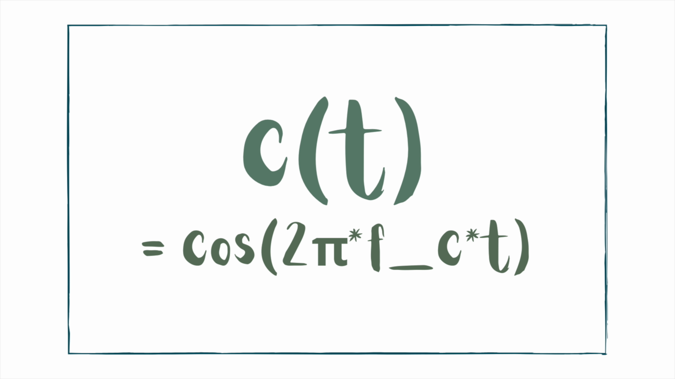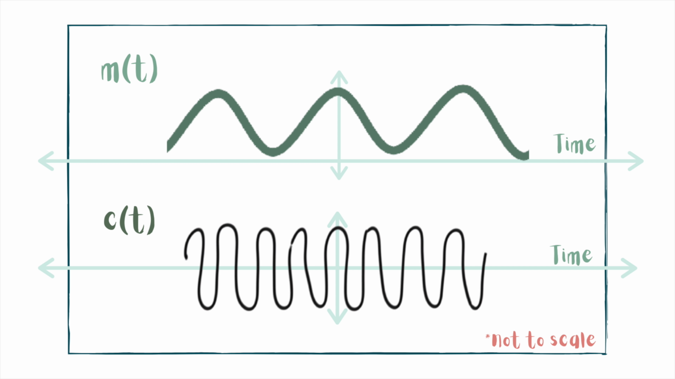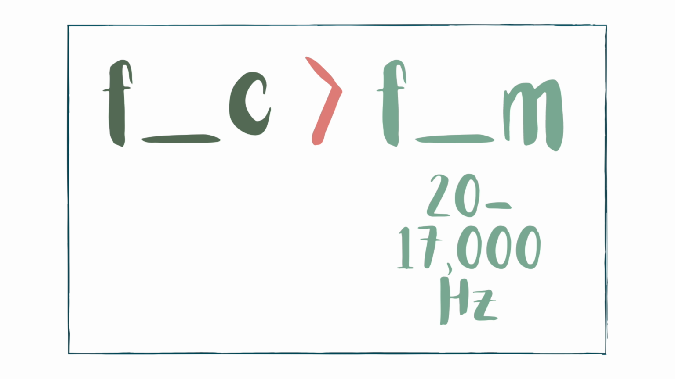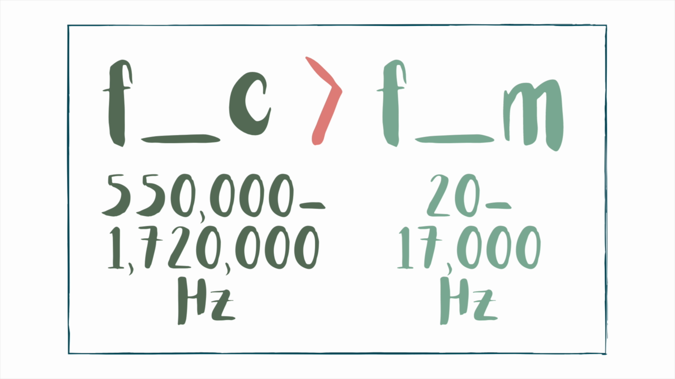Let's also define another signal, c(t), at the frequency assigned to our radio station. f_c, or the frequency assigned to our radio station, is usually greater than f_m, or the frequency of our music signal. This is because our music signal lives in the audible range of frequencies from about 20 Hz to 17 kHz, and AM radio stations operate on a frequency range from 550 kHz to 1720 kHz.